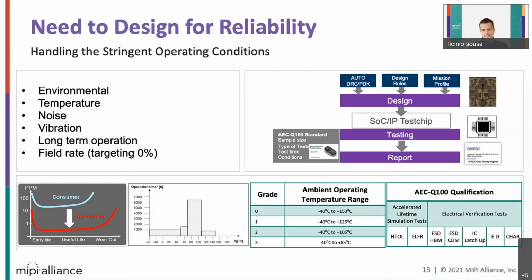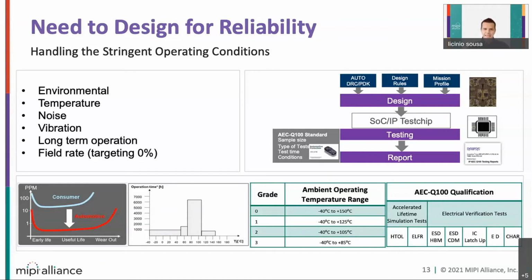So far I've talked about functional safety. Another aspect that I mentioned when I mentioned those three pillars is reliability. And we all know that all these systems need to handle stringent operating conditions: environmental, temperature, noise, vibration. They need to be active. The long-term operation is important. Compared with consumers, you can see in the diagram, automotive designs are expected to be out for 15 years or even more, and they cannot fail, right?